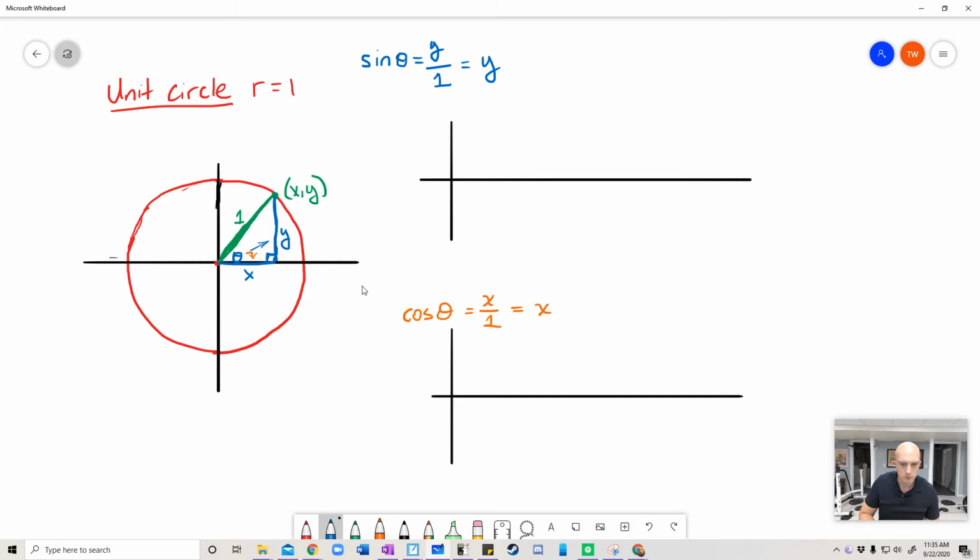So here we go. If I want to make a sine graph, I just need to figure out the y-coordinate on my unit circle as I go around 360 degrees. So I'm just going to label some angles. We know that in standard position, this angle is 0 degrees. Then I go 90 degrees, 180 degrees. I'm just going around my circle like this. 270 degrees, and then 0 and 360 land in the same spot.